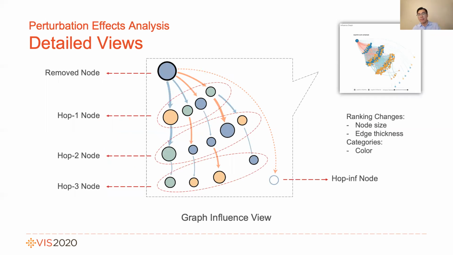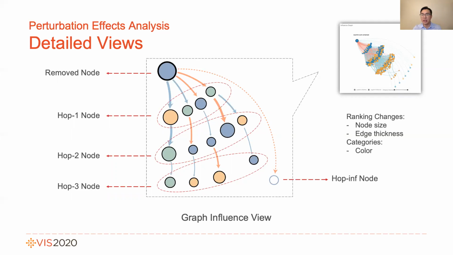So finally, we designed the influence graph view to show the relationship between influence and topological structure. The general idea is that we build an ego network with the removed node as the center of the network, and then we connect all the influenced nodes based on the topological structure. We denote the hop1 nodes, which are the neighbors of the removed node, as its successors, and hop2 nodes, which are neighbors of hop1 nodes, as their successors, and so on and so forth.